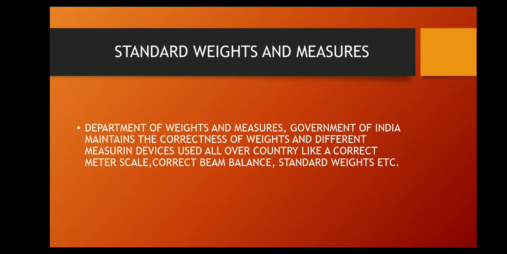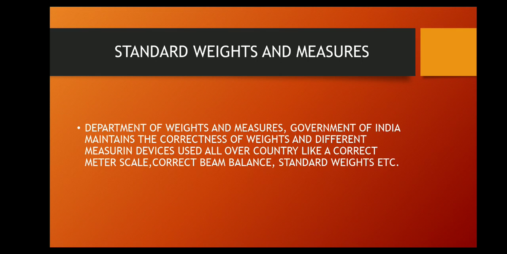Let's see what are the standard weights and measures. The Department of Weights and Measures, Government of India maintains the correctness of weights and different measuring devices used all over the country. A correct meter scale has the following characteristics. It has arrow signs. It contains a stamp of approval from the Department of Weights and Measures. So when we go to the market to buy things like vegetables, sugar, pulses, etc., we should check whether the shopkeeper uses a correct beam balance.